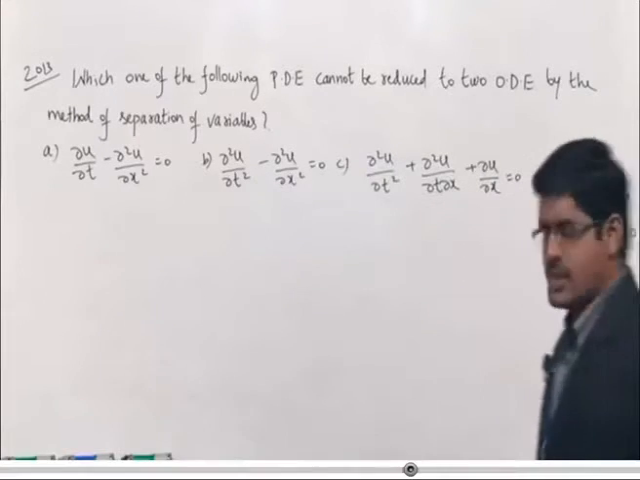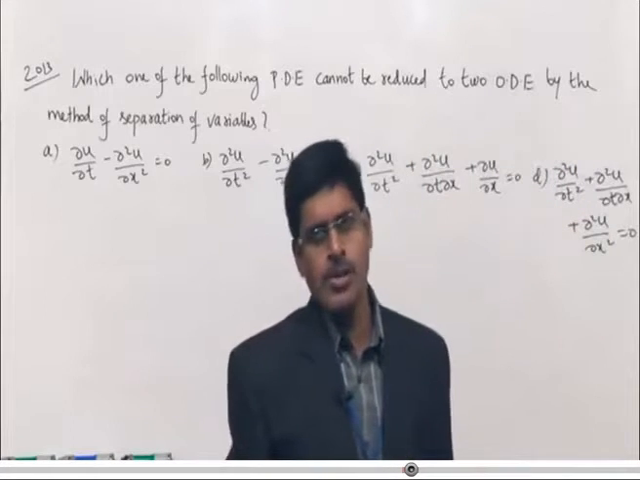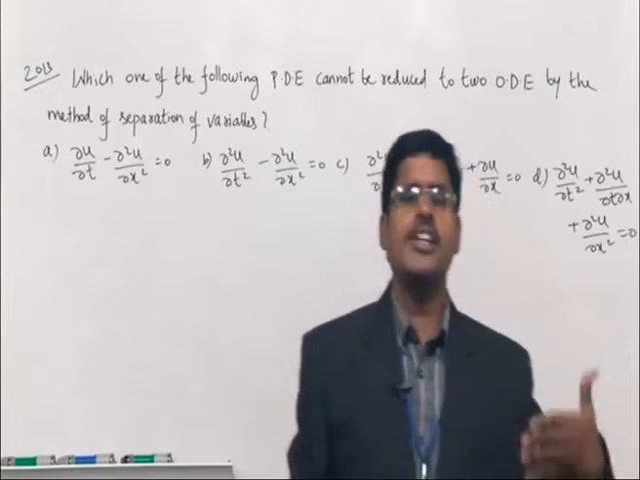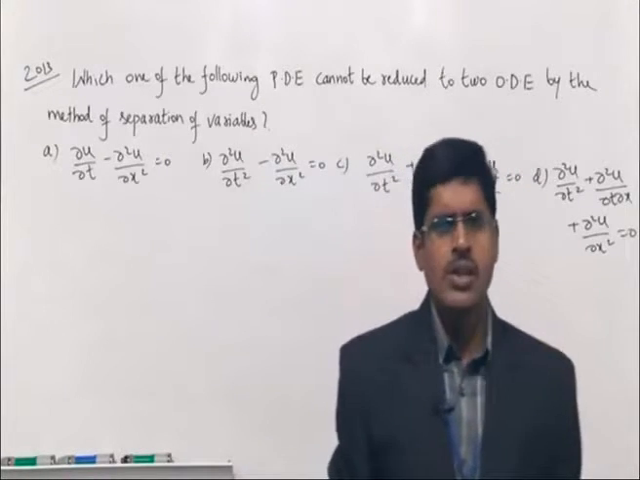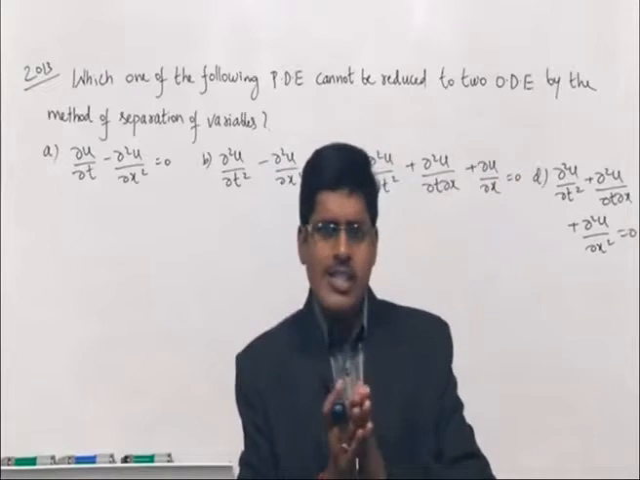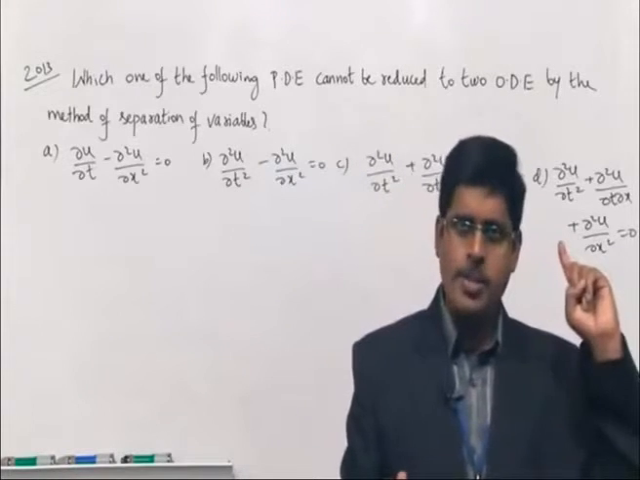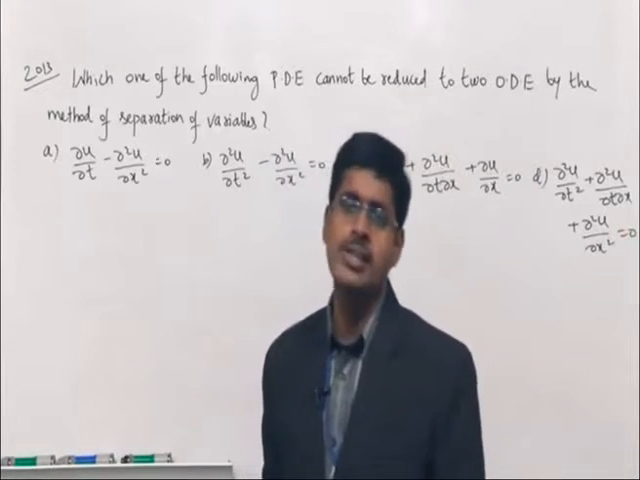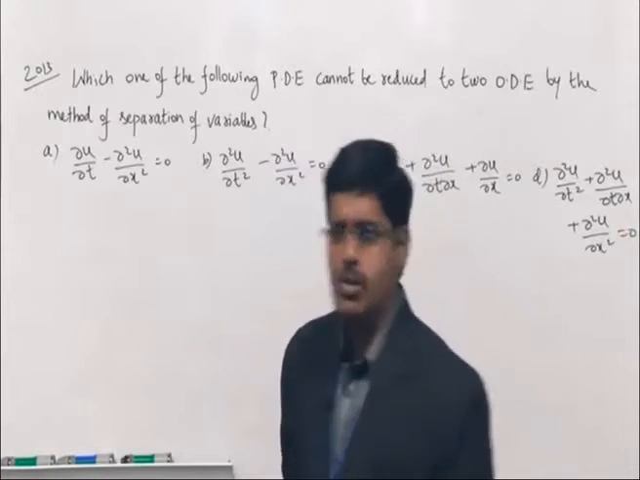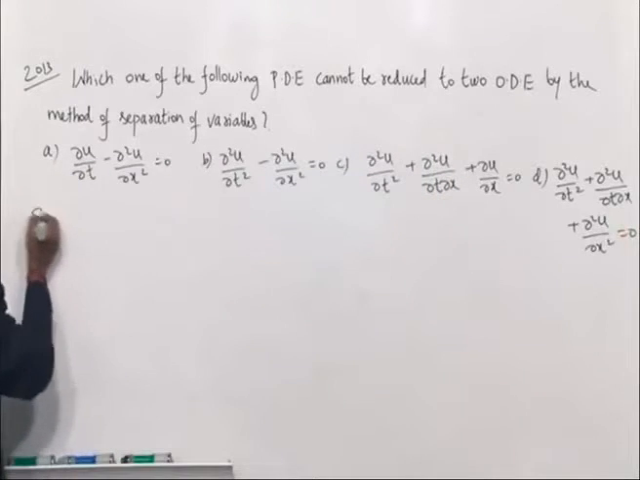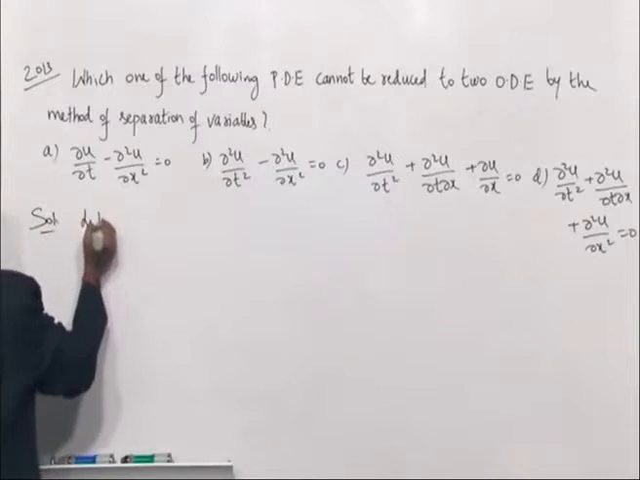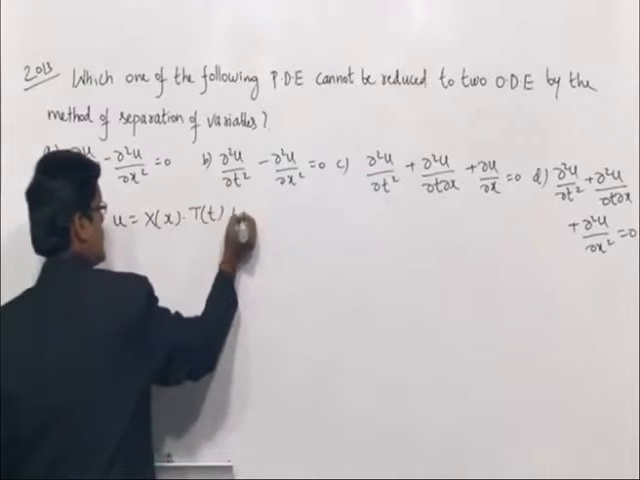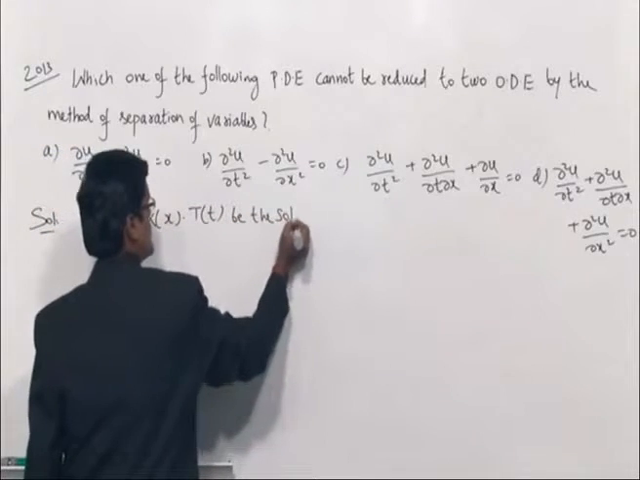Now what the question requires: in all these, u is the dependent variable, x and t are independent variables. Your first step is let u is equal to X of x into T of t. Then take the options one by one, substitute that value, then you see which is not reducible to two ODEs. I have already done this in the previous example, x differential equation alone, y differential equation alone. If you get it, that is reducible to two ODEs. If you do not get it, that is not reducible to two ODEs. Let u is equal to X of x into T of t be the solution.